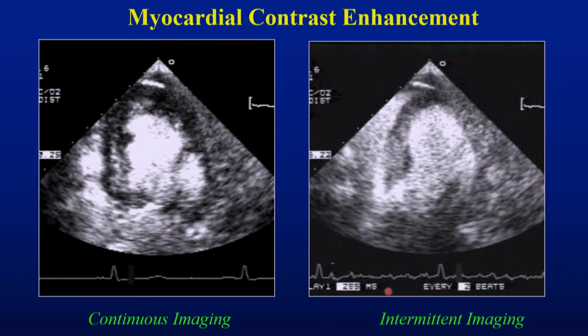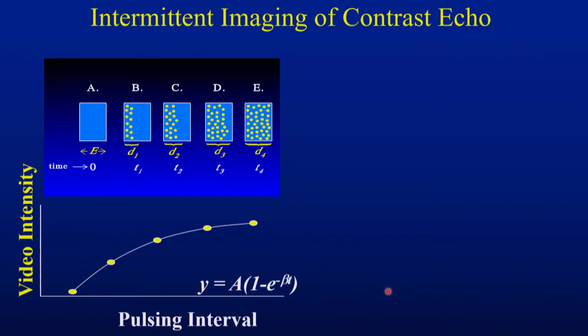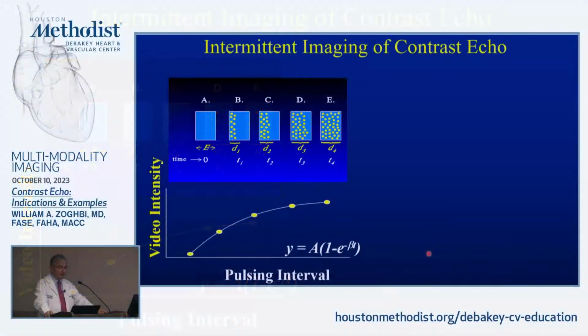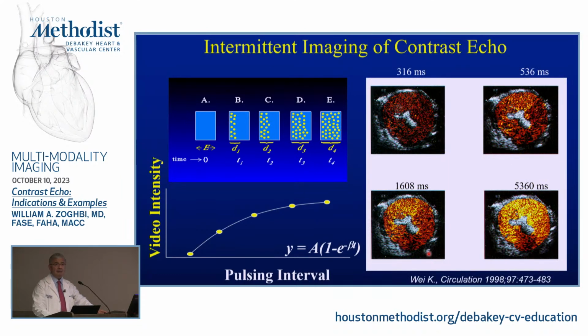Got it? That was discovered by Dr. Sanjeev Kaul, Kevin Wei, and Jonathan Lindner. Jonathan Lindner is back at University of Virginia now, and Dr. Kaul is doing mostly basic work. But I think that was very ingenious. Why? Because they said, well, if I image intermittently and watch contrast come in again, I can use this as myocardial blood flow. So actually you can.